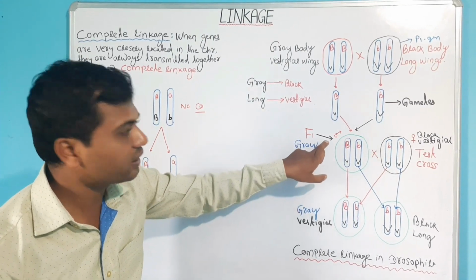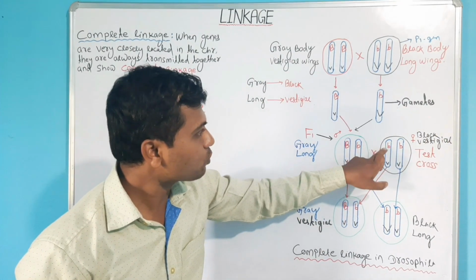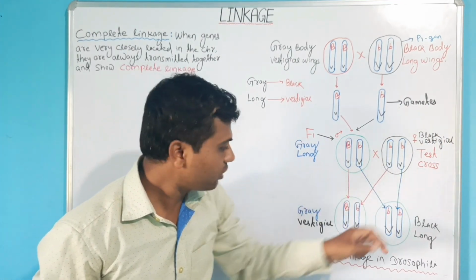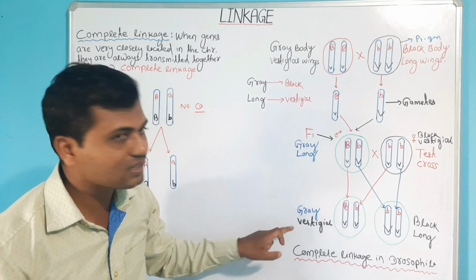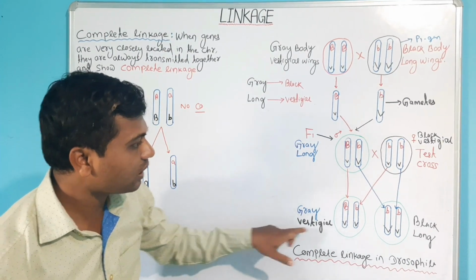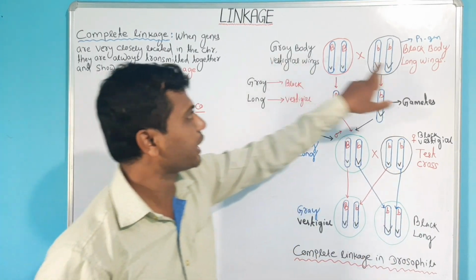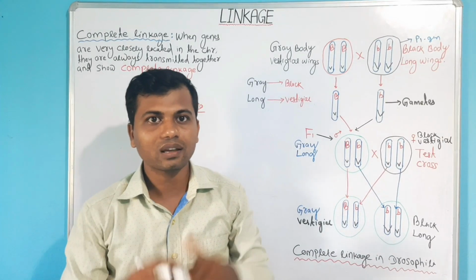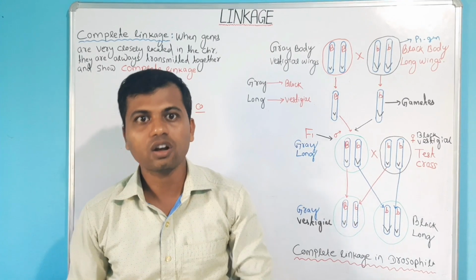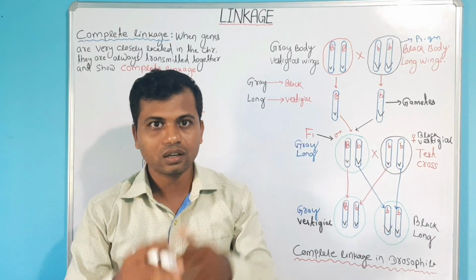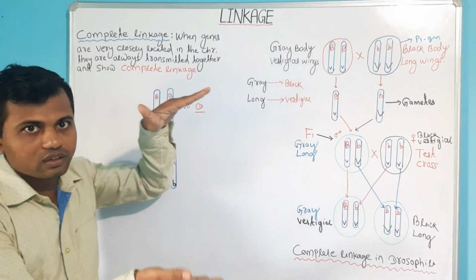This F1 hybrid has capital B allele for grey color and capital B allele for long wings. When this F1 hybrid is test crossed with a black and vestigial Drosophila having genotype small b, the test cross offspring are produced. These test cross offspring show the phenotypes grey vestigial and black long. Here grey vestigial and black long are the parental phenotypes. So in complete linkage, whatever offspring are produced show the parental combination of characters, or they look like the parents. Complete linkage is possible when the genes are present very close together in the chromosome.